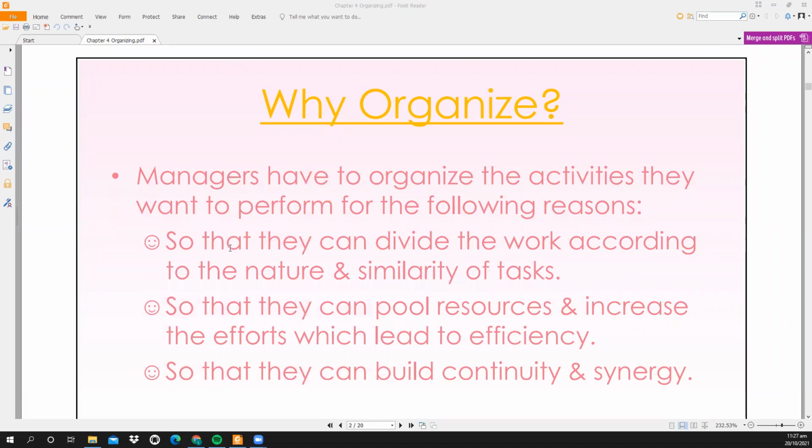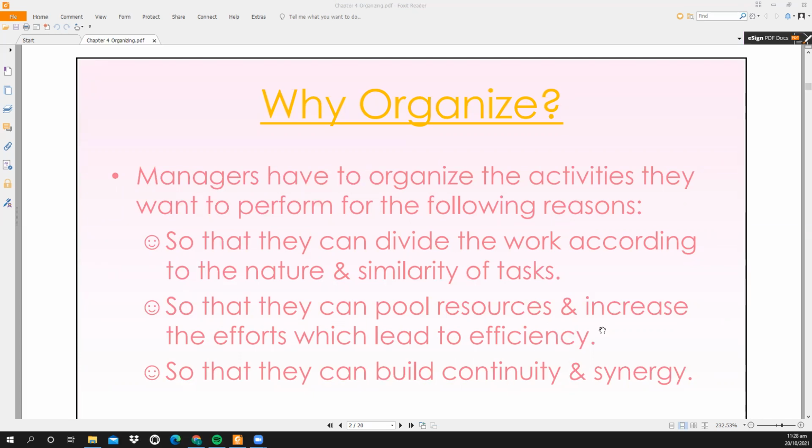Why is it important to organize? To summarize, what is the advantage of the organizing phase or stage in the managerial function? Managers have to organize the activities they want to perform for the following reasons: so that they can divide the work according to the nature and similarity of tasks, so that they can pool resources and increase the efforts which lead to efficiency, and so that they can build continuity and synergy.